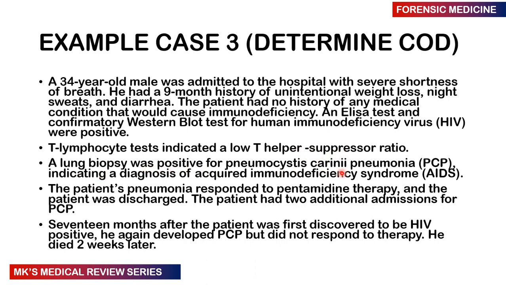This was now renamed as pneumocystis jirovecii pneumonia, so it's no longer carinii, indicating a diagnosis of acquired immunodeficiency syndrome, AIDS. The patient's pneumonia responded to pentamidine therapy and the patient was discharged. The patient had 2 additional admissions for PCP. 17 months after the patient was first discovered to be HIV positive, he again developed PCP but did not respond to therapy. He died 2 weeks later.